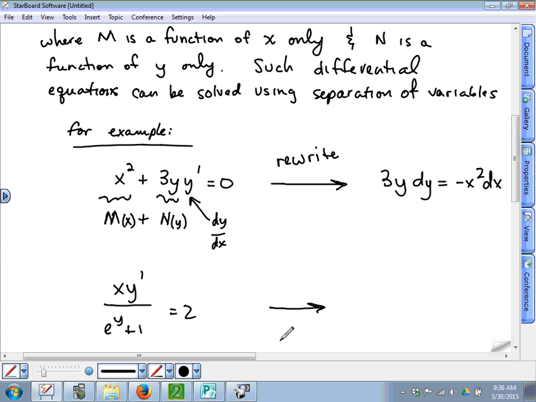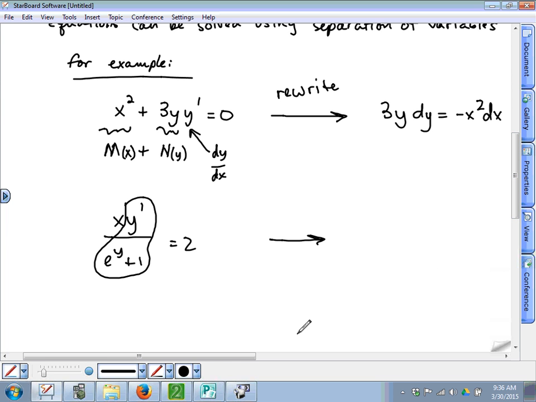We want to keep all the y terms on one side, all the x terms on the other side. So we probably ought to keep these y terms together, right? You could divide by y prime over e to the y plus 1. Or we could just divide by x. Yeah, we can do that. We could write this as dy over e to the y plus 1 equals 2 over x dx.